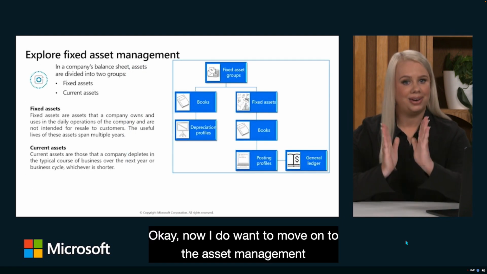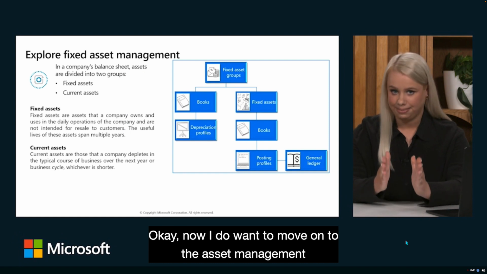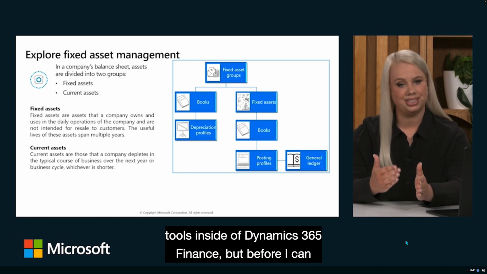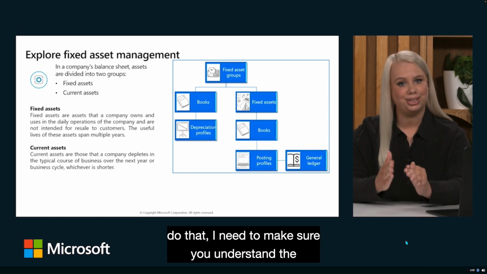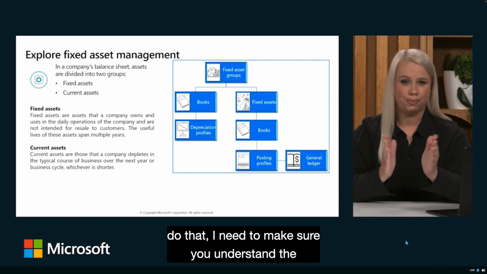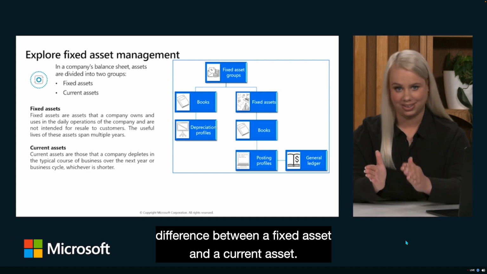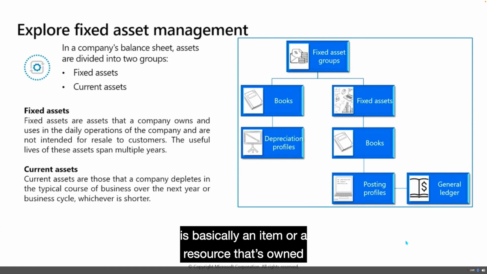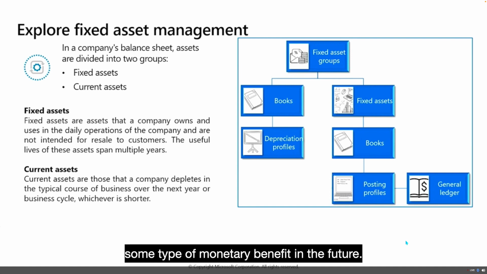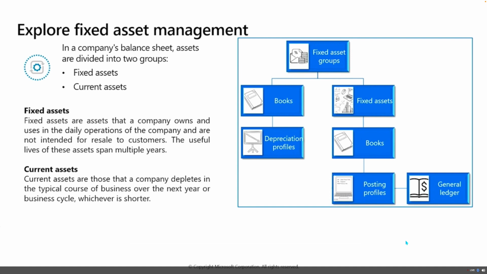Okay, now I do want to move on to the asset management tools inside of Dynamics 365 Finance. But before I can do that, I need to make sure you understand the difference between a fixed asset and a current asset. So in accounting, we hear the term asset, which is basically an item or resource that's owned by an organisation. And it's supposed to provide some type of monetary benefit in the future.